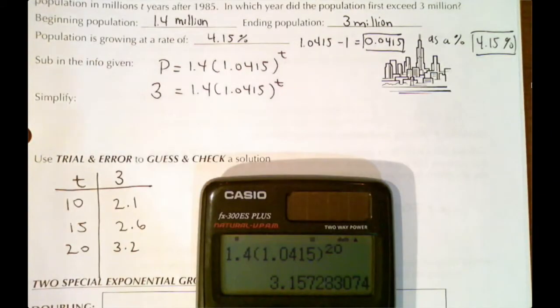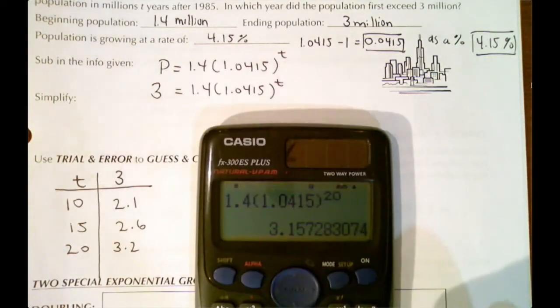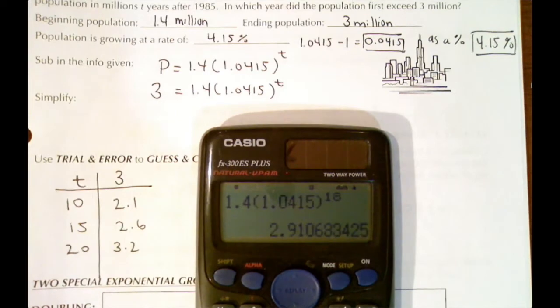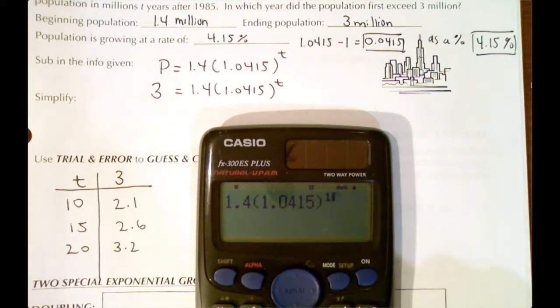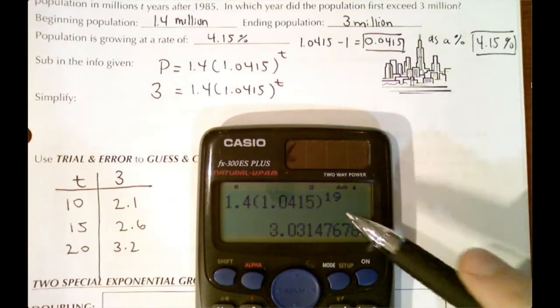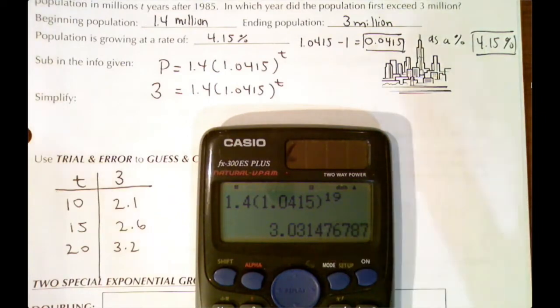So we're going to go somewhere between 15 and 20. Let's do 18. 18, 2.9. When did the population first exceed 3 million? Well, that's not over 3 million, so we've got to do the next one. 19. Aha. So 19 years later, we went over 3 million.